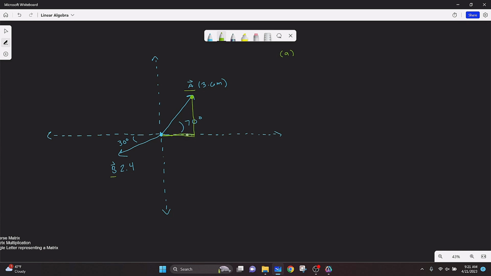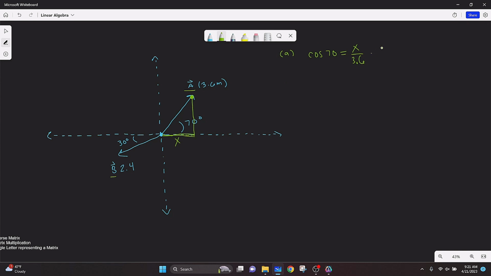trig ratios. And so we know the angle, 70 degrees, and we want to know the x component first. And so we use cosine. Cosine represents this horizontal axis. You can think of it that way. And so cosine of 70 degrees equals the x over our hypotenuse, 3.6. And we learned this in trigonometry.